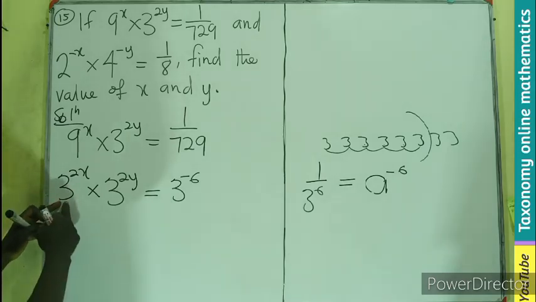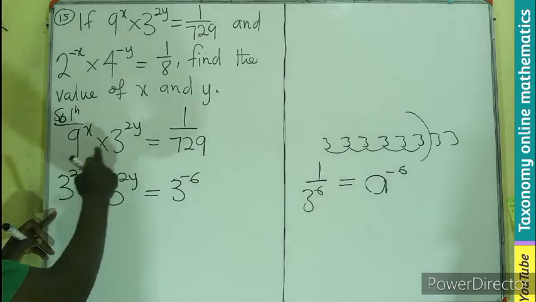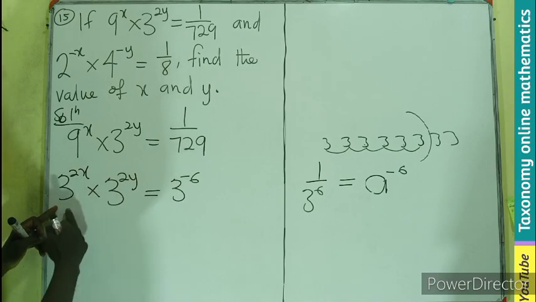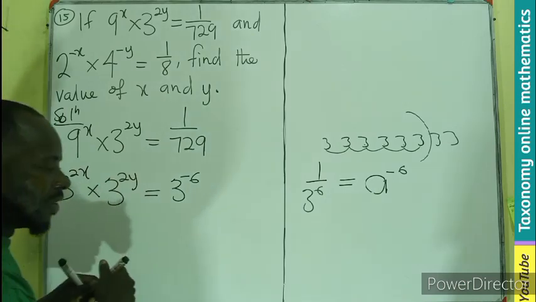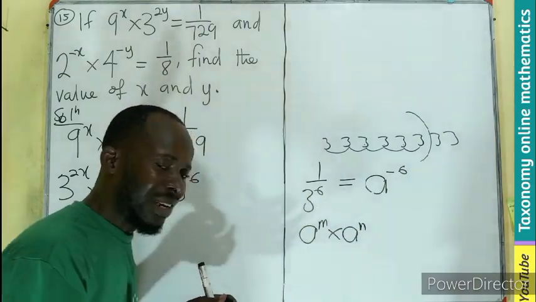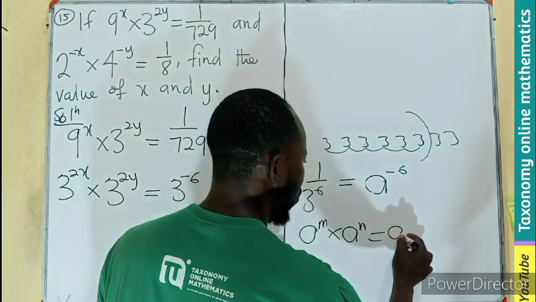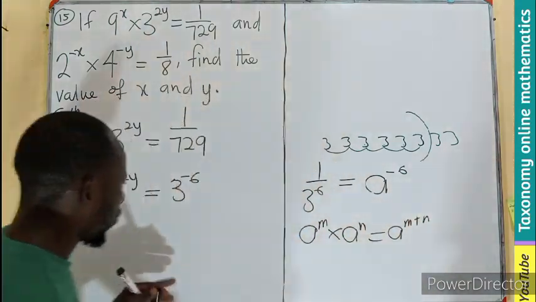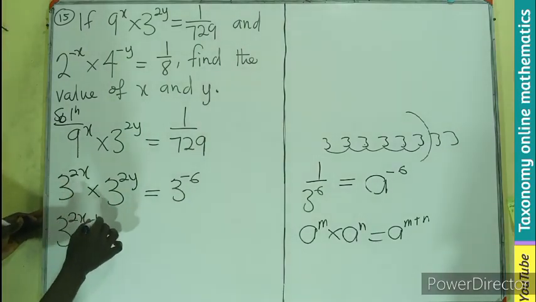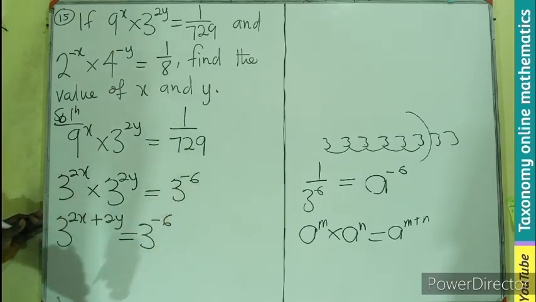What can I see? Base 3, base 3, base 3. So since all the bases are the same, we are going to pick the exponent. But before then, you can see the left is multiplying. The laws of indices: if you have a exponent m times a exponent n, as long as they have the same base and are multiplying, we only add the exponents. So we have 3 exponent 2x plus 2y equals 3 exponent minus 6.